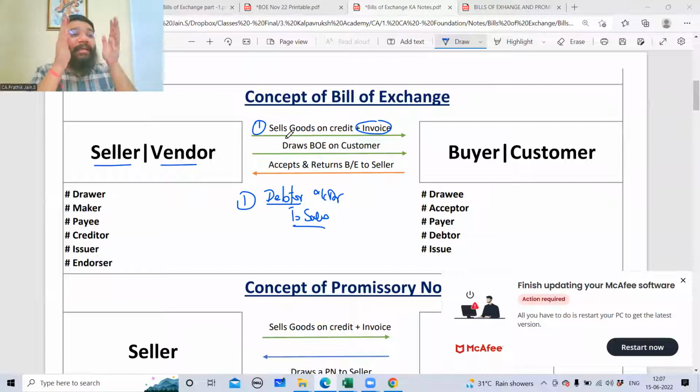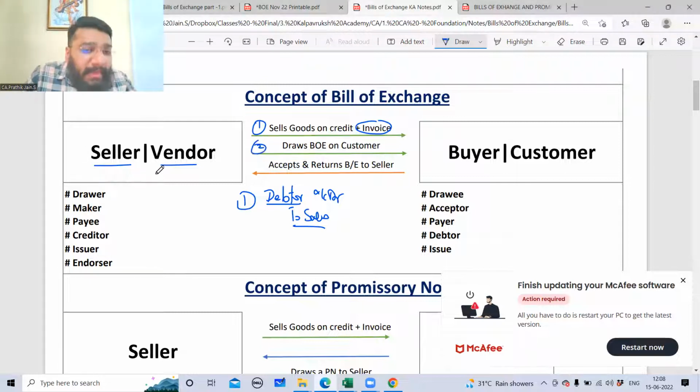Which means the first step is the seller will prepare the bill of exchange, having all the details: on what date this fellow has purchased the goods, what value he has purchased, when he will make the payment. Everything is being captured in this document, and he will send this document to the customer. The customer has to accept, and within a specific period, he has to give his acceptance back to the seller and vendor. So the first step is selling the goods on credit.